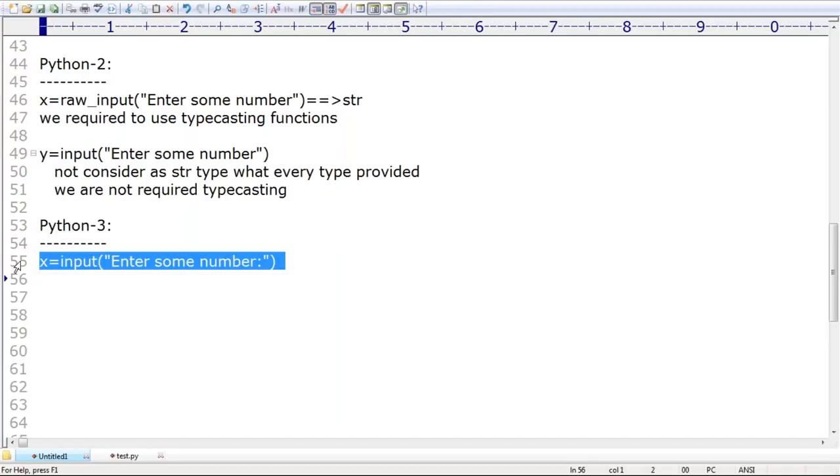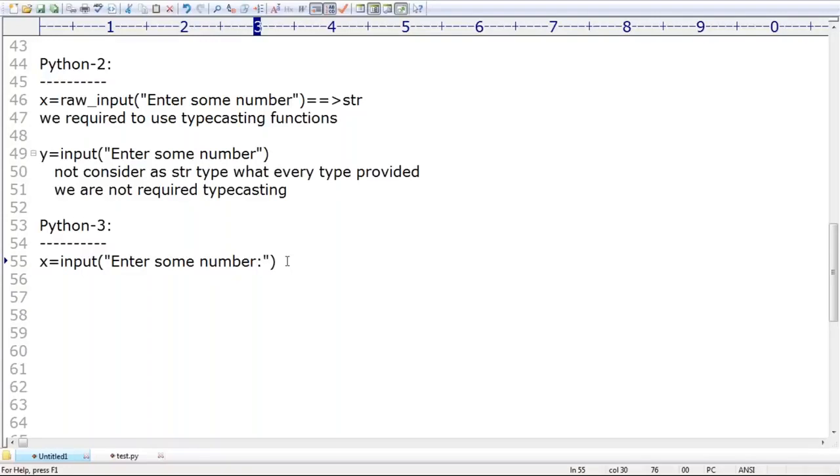Python 3 input function is equal to the raw_input function of Python 2. Remember that. Okay. Next, the input function in Python 3 always considers the number as string type only. Compulsorily we are required to perform typecasting, right?